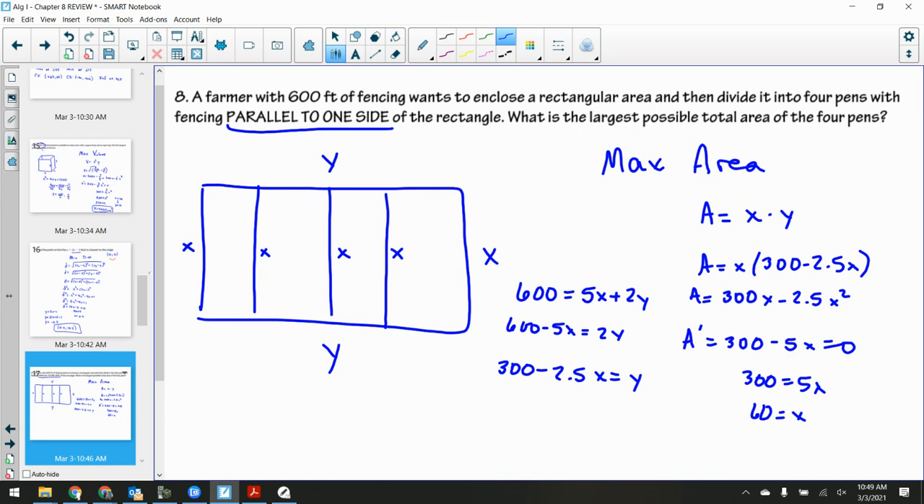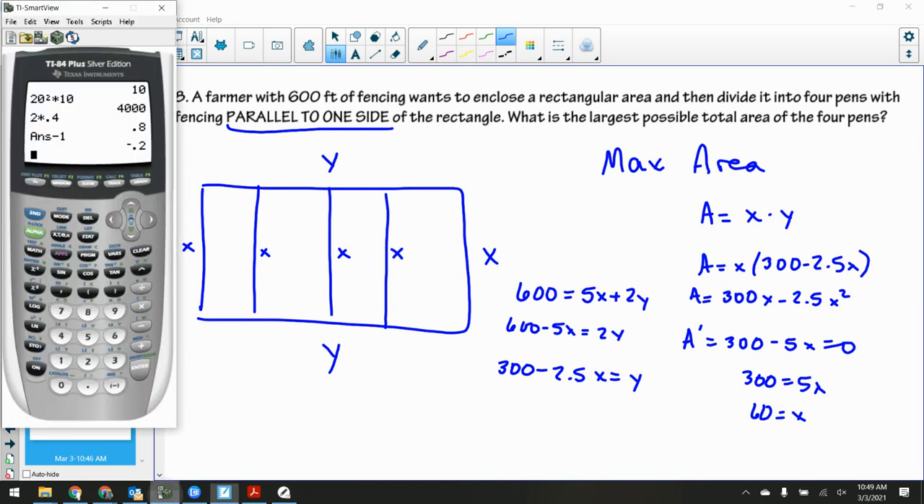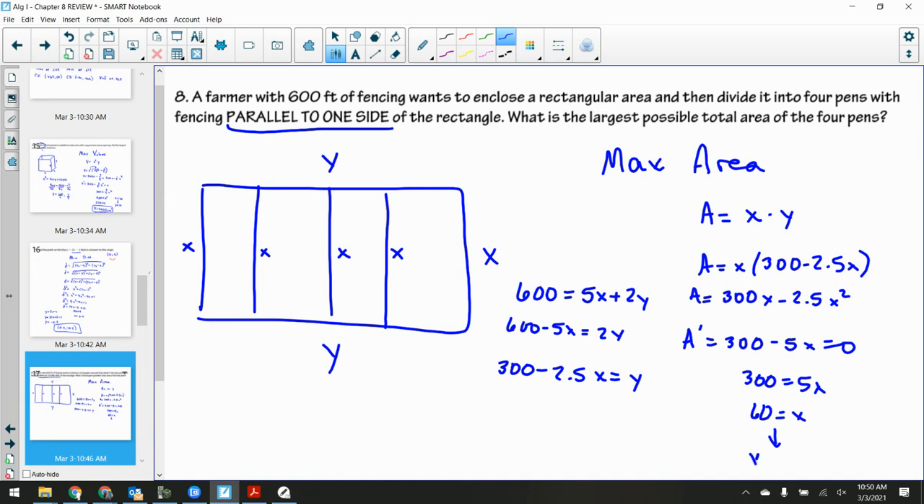Just double checking. Hold on. Hold, please. Was this 8? Yep, 60 is equal to x. And then I plug that back in to find y. 300 minus 2.5 times 60. 150. So y equals 150. Oh, this symbol? Yeah. And that's a 150, yeah.